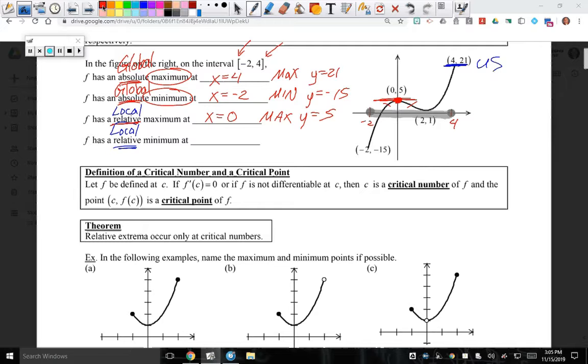And the truth. Okay. So f has a relative minimum at what? x equals 2. And that minimum is y equals 1. Alright, so let's keep going. So, relative versus absolute.